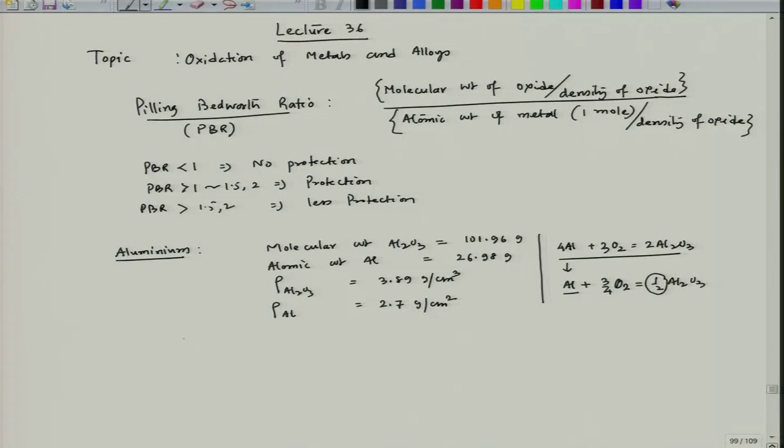So, if we try to calculate PBR, it will be equal to 101.96 divided by 89.